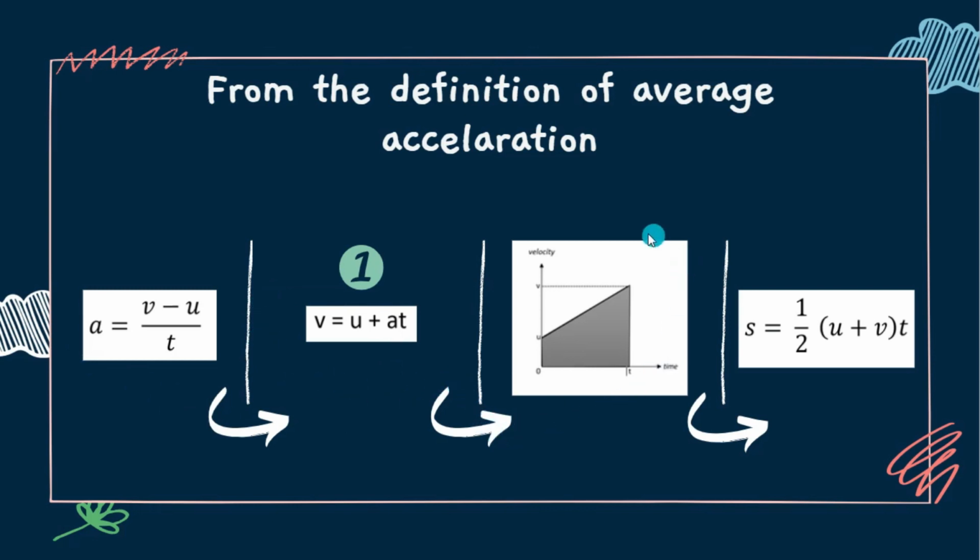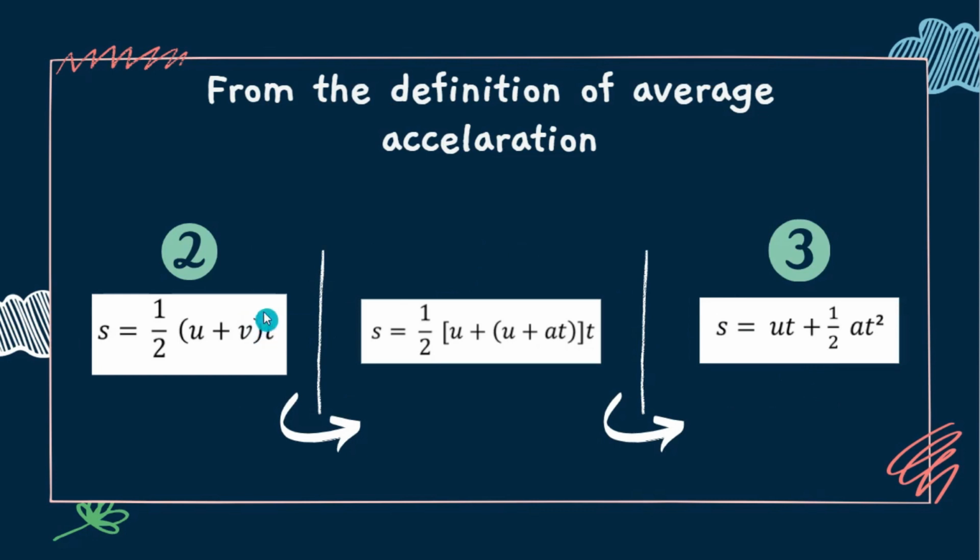And from this graph, this is the graph of velocity over time. In this graph, we can get the area of a trapezium, so this is highlighted as a trapezium shape. From this graph, we can get the formula of the trapezium, which is s equal to 1 over 2 multiplied with u plus v multiplied with t. This is from the formula of a trapezium.